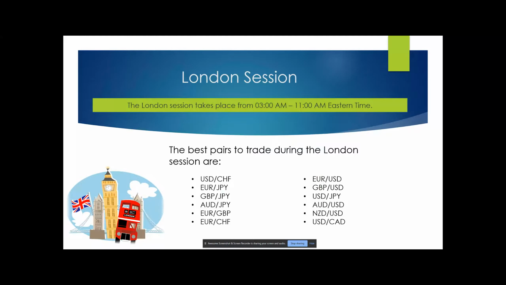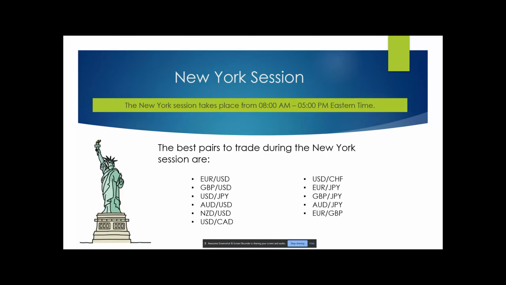London session. The London session takes place from 3 a.m. to 11 a.m. Eastern Standard Time. The best pairs to trade during the London session are as follows. Be sure to write these down in case you want to trade the London session, so you know which pairs to trade. Next, we have the New York session, which takes place from 8 a.m. to 5 p.m. Eastern Standard Time. And below, you can find the pairs that are best traded during the New York session.